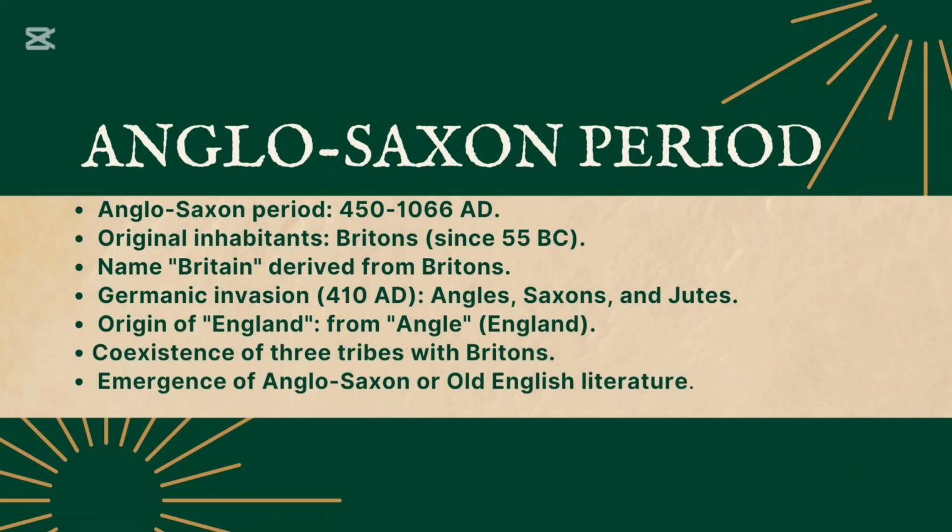You can see all the points here which I have discussed with you. Let's have a look at the last point. Anglo-Saxon or Old English literature emerged as a result of coexistence of Britons and the three Germanic tribes. But what exactly is Old English? Simply, it's the language spoken by Britons and three Germanic tribes.